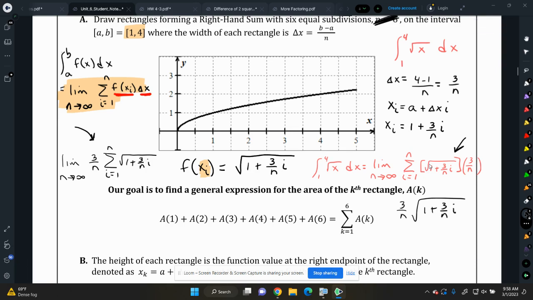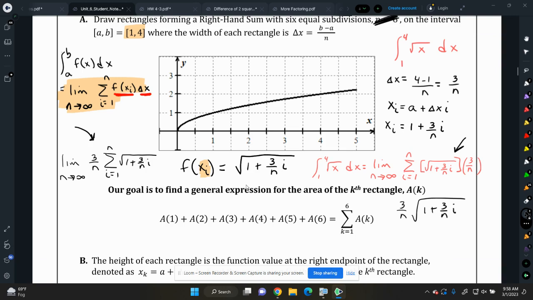So in this situation, you don't know what n is? Correct. So it'll always just stay n? Right. And what does n represent again? n represents the number of subintervals, the number of rectangles.